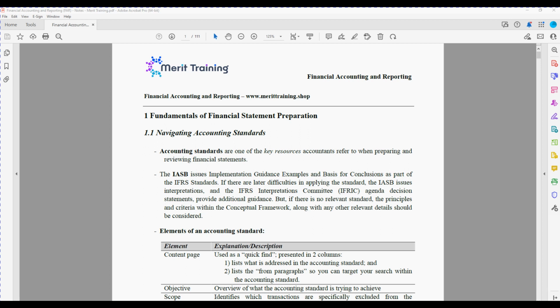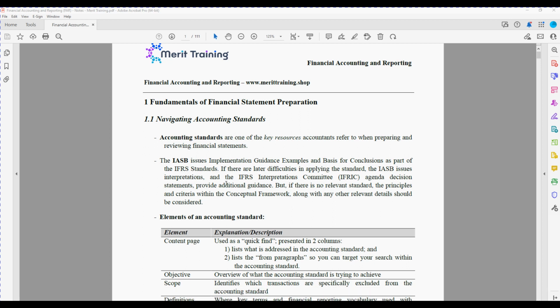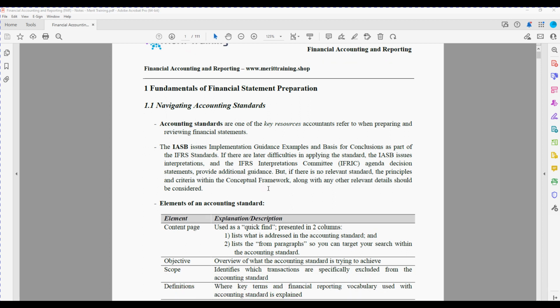So let's first of all talk about the accounting standards and how to navigate them. Essentially, the accounting standards are one of the key resources accountants refer to when preparing or reviewing. And essentially what it is, it's a framework in order to prepare financial statements. So it has all the rules in terms of how to treat certain things, what are the things you need to include, including notes, and it's basically this all-encompassing framework.